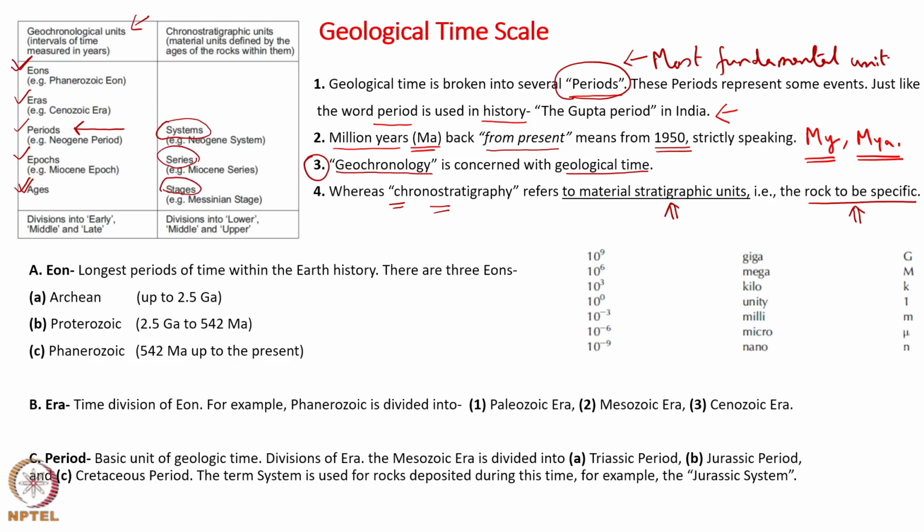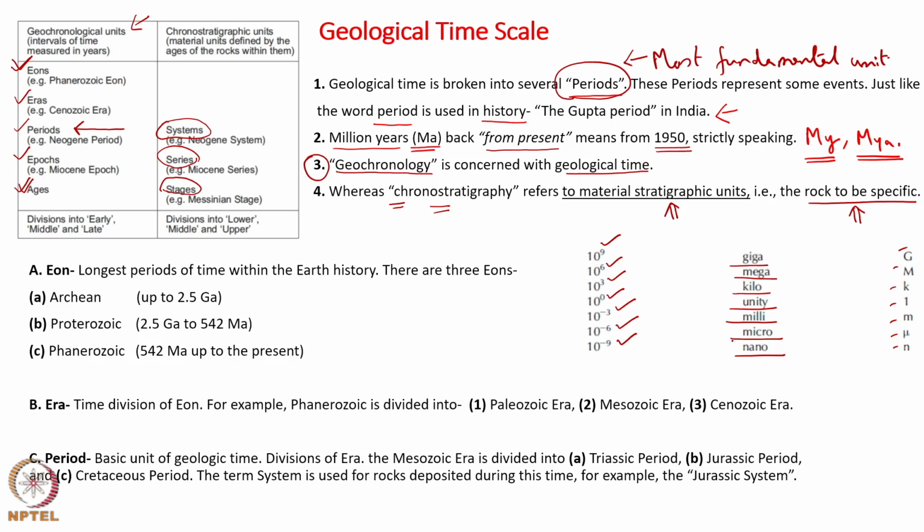Before moving into the geological time scale, also note that giga means 10 to the power 9, mega means 10 to the power 6, kilo means 10 cube, unity means 10 to the power 0 or 1, milli means 10 to the power minus 3, micro means 10 to the power minus 6, and nano means 10 to the power minus 9, and these are the different symbols to represent them. We need to remember certainly a few of them in stratigraphic studies.